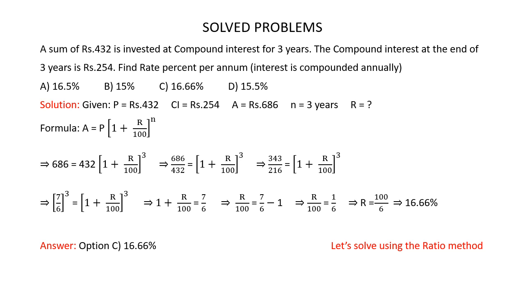So now we have 7 by 6 the whole cubed is equal to 1 plus R by 100 the whole cubed. From this we get 1 plus R by 100 is equal to 7 by 6. On simplifying this equation, we get R is equal to 100 by 6, which is nothing but 16.66%. So the rate percent per annum is 16.66%. The correct answer is option C, 16.66%. Now, other than the formula method, this problem can also be solved using the shortcut method by ratio method.